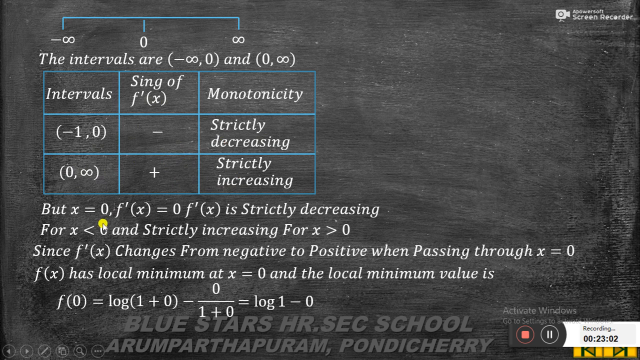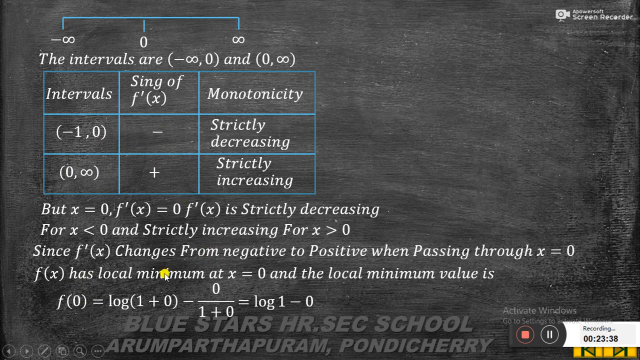Therefore from this table I conclude that at x equal to 0, f'(x) equal to 0, and f is strictly decreasing for x less than 0 and strictly increasing for x greater than 0. That means f(x) is strictly decreasing on minus infinity to 0 and strictly increasing on 0 to infinity. Next, the sign changes from minus to plus at the point x equal to 0. Minus to plus means it is a local minimum, so local minimum at the point x equal to 0.